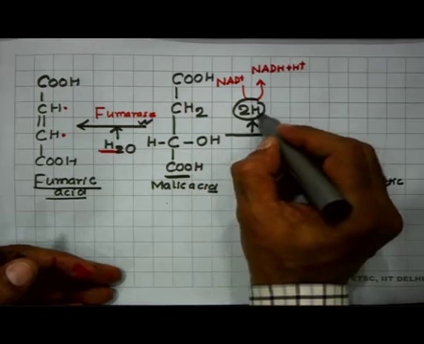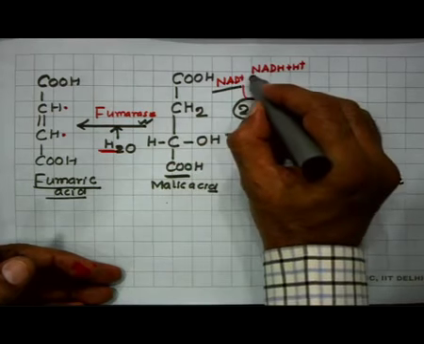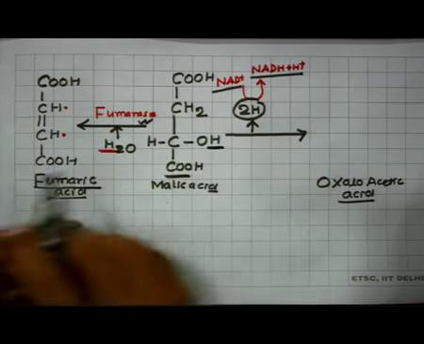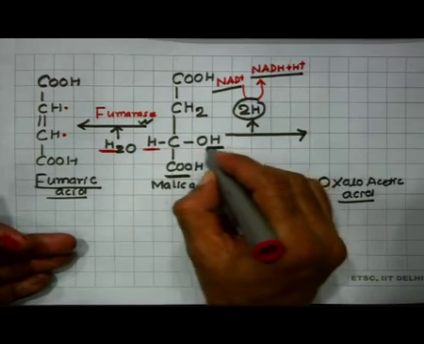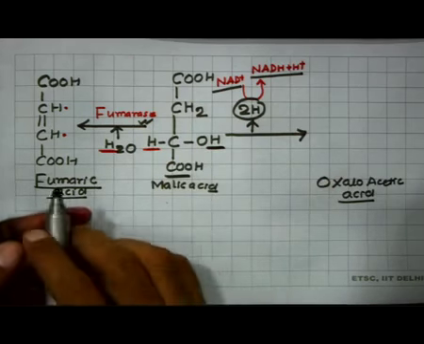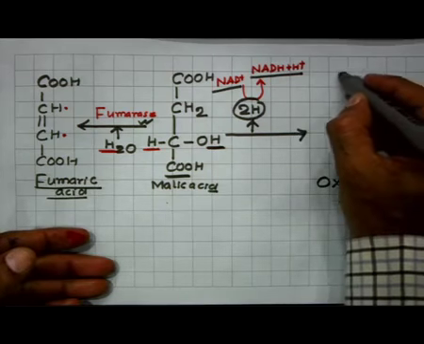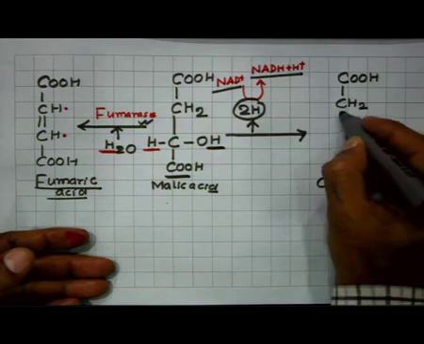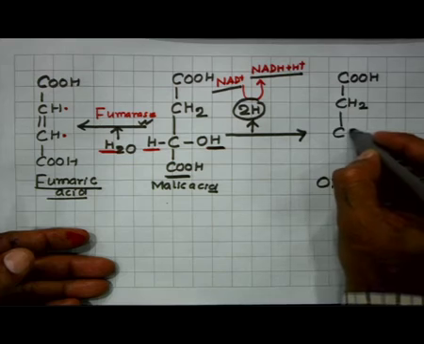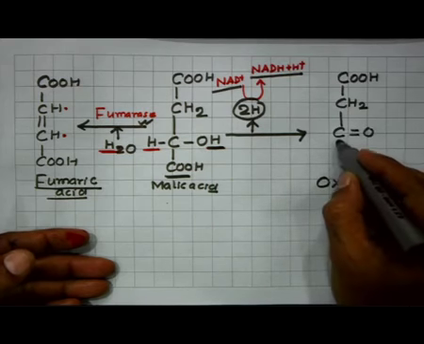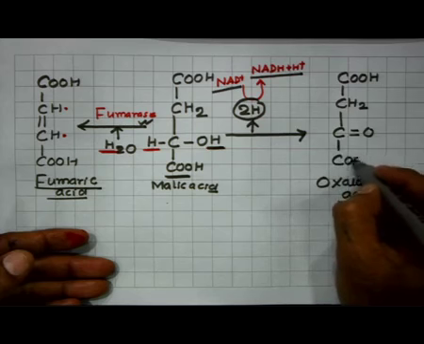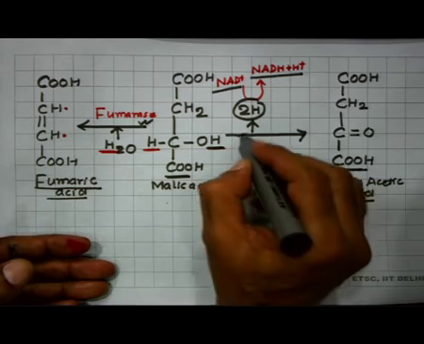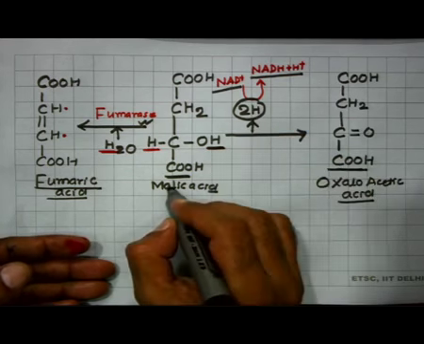This hydrogen is added to the NAD and it is converted to NADH2, and this hydrogen and this hydrogen are removed from the malic acid. So, we can easily write the structure of oxaloacetic acid, which is already in my first reaction: CH2, here only oxygen is present, so oxygen is written as a double bond, and COOH is there. So, there is the formation of oxaloacetic acid by removal of hydrogen from the malic acid.